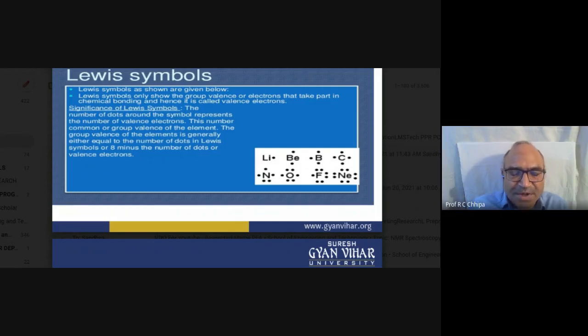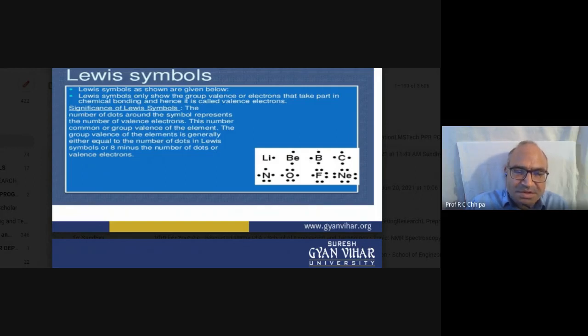So valence electrons are generally the outermost electrons. If one electron is in the outer shell, that is one valence electron; if two electrons are in the outer shell, that is two valence electrons. Now we can look at the issue of bonding.